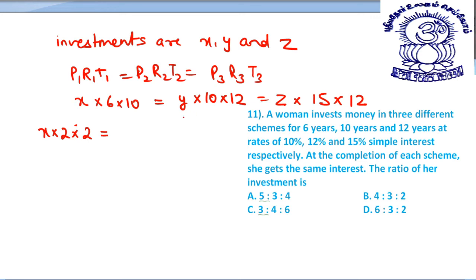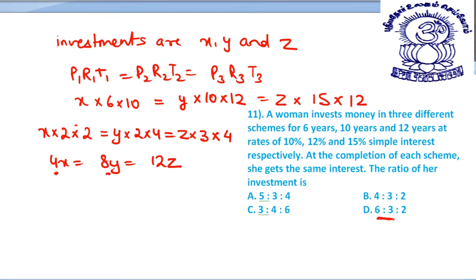Again, 5 and 3 common, Y into 2 into 4 is equal to Z into 3 into 4. You take 5 common, you get 3. You take 3 common, you get 4. Overall, I've taken 15 common. So this way I get 4X is equal to 8Y is equal to 12Z. Again, we have got a similar question earlier also. If you divide them, you get the ratio. Since 4 is half of 8, X will be double of Y, only in this option. So this is your answer, but still we can do it in detail.